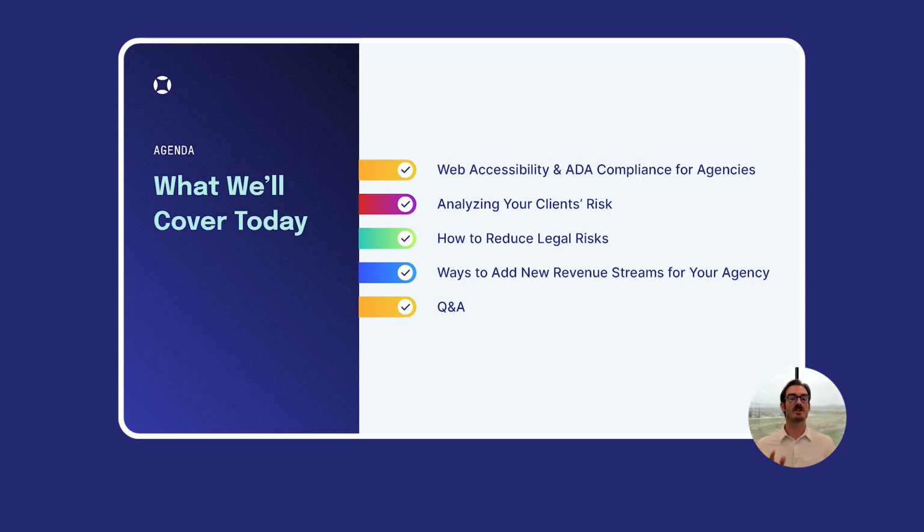So first thing I'm going to go over is our agenda. We have about five main topics we're going to cover, the last being Q&A. The first is web accessibility and ADA compliance for agencies. This is going to be an overview of ADA compliance and how you want to think about it from both your and your client's perspective. The second is analyzing your client's risk. This is how to determine the appropriate risk assessment for your clients and then determining what response is warranted based on the risk allocation that you have.